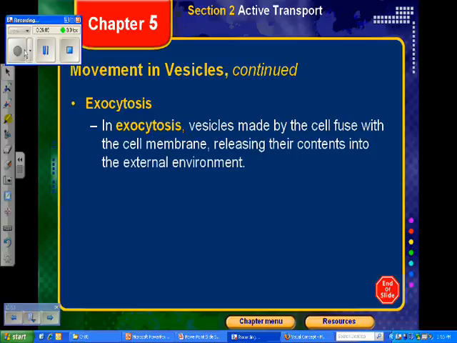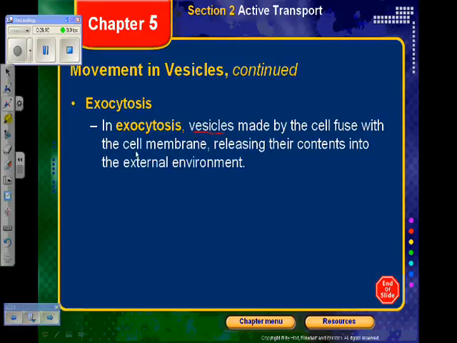That just basically means to exit the cell. Instead of bringing something in, the vesicle is going to go to the membrane. It's going to fuse with the membrane and then release the materials to the outside environment. So in exocytosis, vesicles fuse with the membrane and basically dump their contents out of the cell.